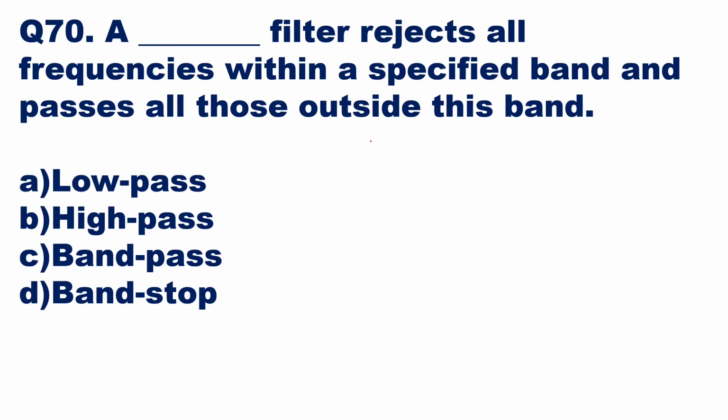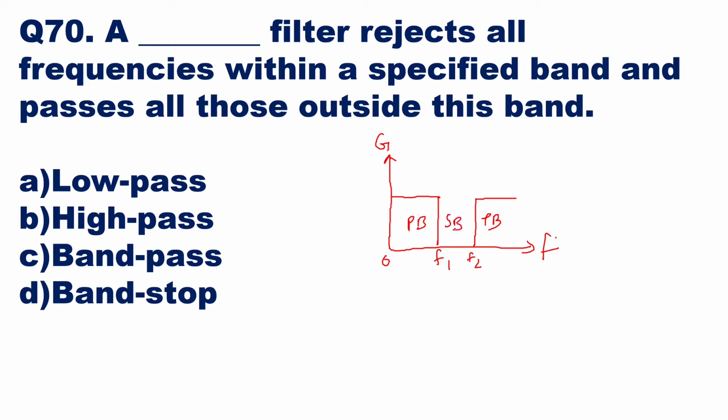So this is again, you can see the response, frequency response, that is your gain versus frequency. What is given in the question is the filter is one which rejects all the frequencies within a specified band. So it is going to reject the frequencies between a specific band, F1, F2. So this band is rejected, and before F1 everything is passed, and after F2 everything is passed. So this is pass band. This is also pass band, and the in between band which is rejected is stop band.